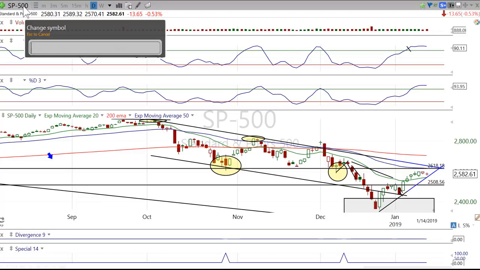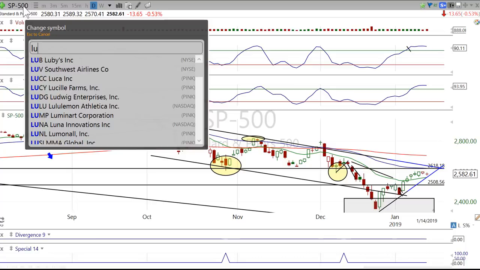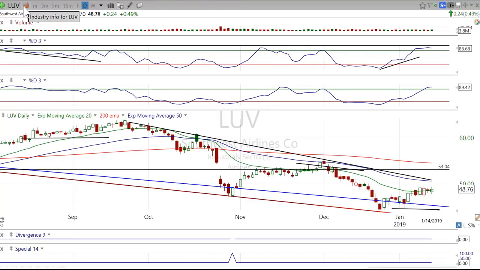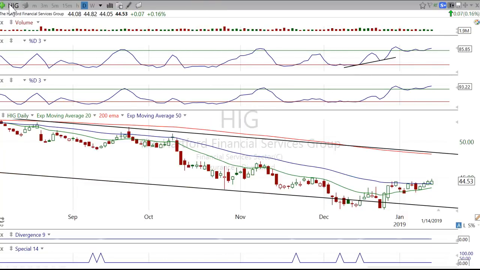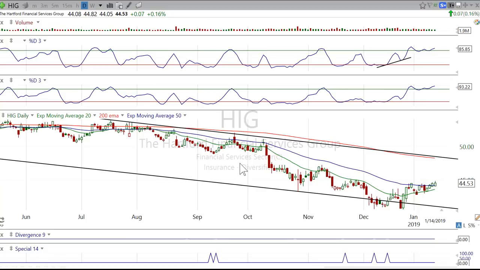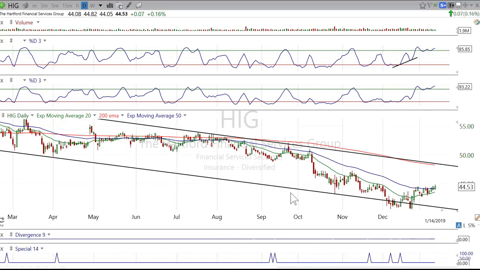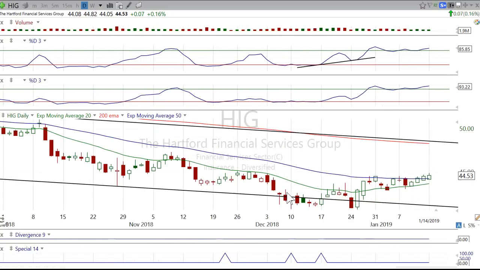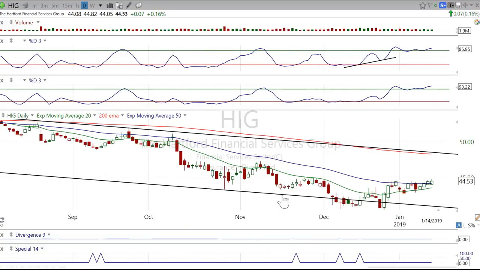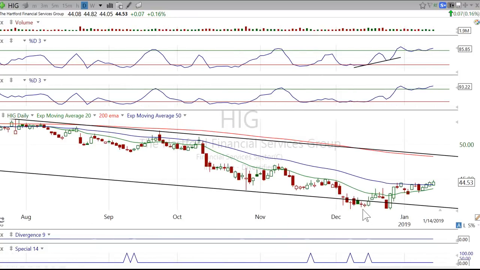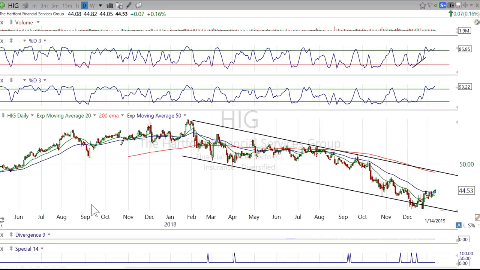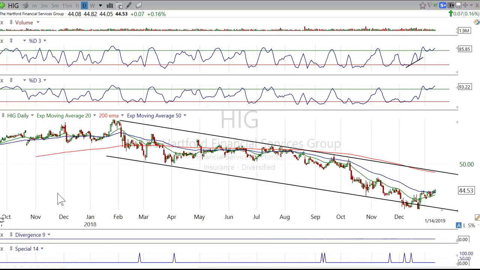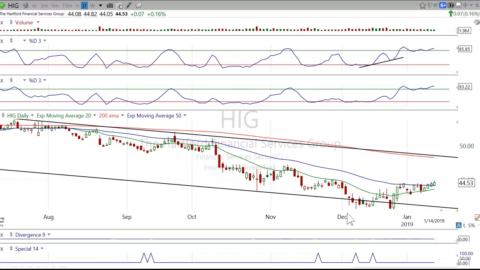The other things we should mention are two of our best bets of the week. The LUV, which is the airline divergence, and then the HIG, Hartford Financial Services, a diversified insurance company. This was also nice, a beautiful divergence here. Just like we had divergences back here, this is a good divergence right here.